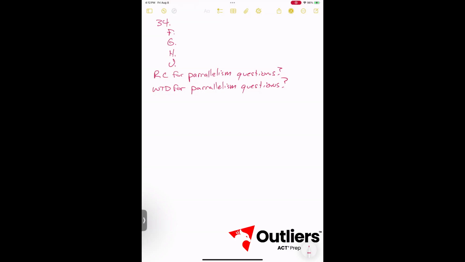First is the RC for parallelism questions. The way you recognize a parallelism question is when you have multiple verbs or participles in a row, in a list that are separated by "and" or "or." Here we have transmitted, flashing, blinking. That is a very common way that you're going to have this set up. So there'll be multiple actions or action-like things happening in a list, and you need to make sure that those are parallel. So the WTD for parallelism questions is make the verbs or the participles parallel.